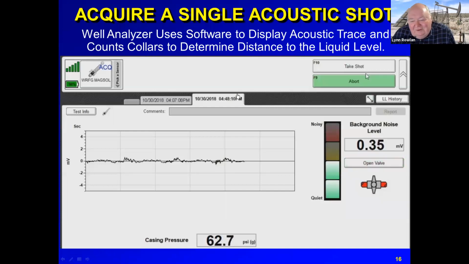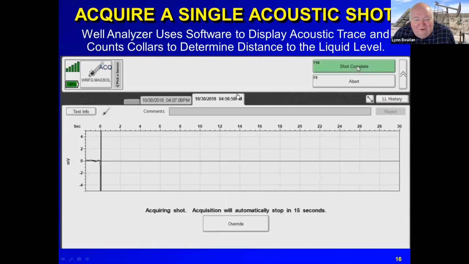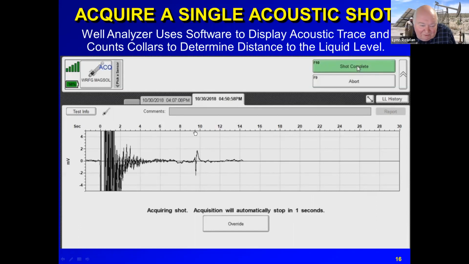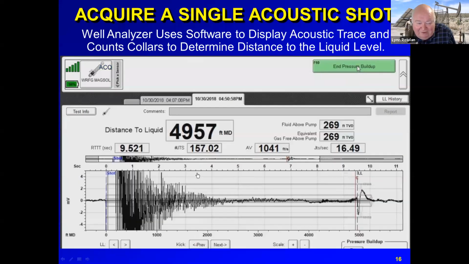Now this is the new TAM software, and we push the take shot button, and there's our shot being fired, and here's the collar echoes coming back. And this is in seconds, we're taking 1,000 data points per second from the microphone. We're looking for a big kick. There's a big kick right there, and that's likely the liquid level. And liquid level is about 9.5 seconds from the surface, 9.521 seconds.